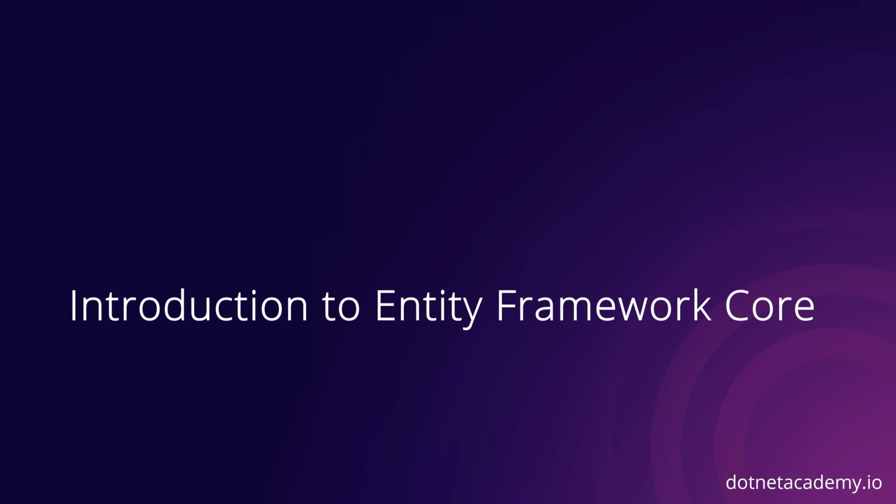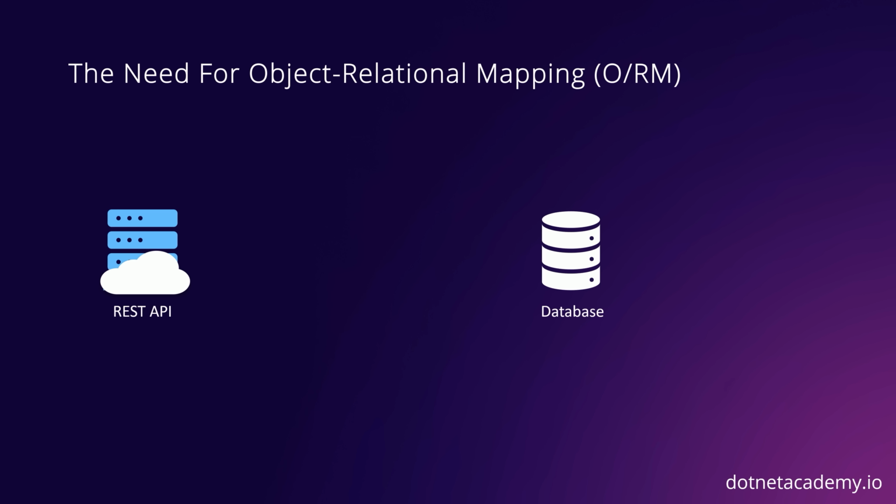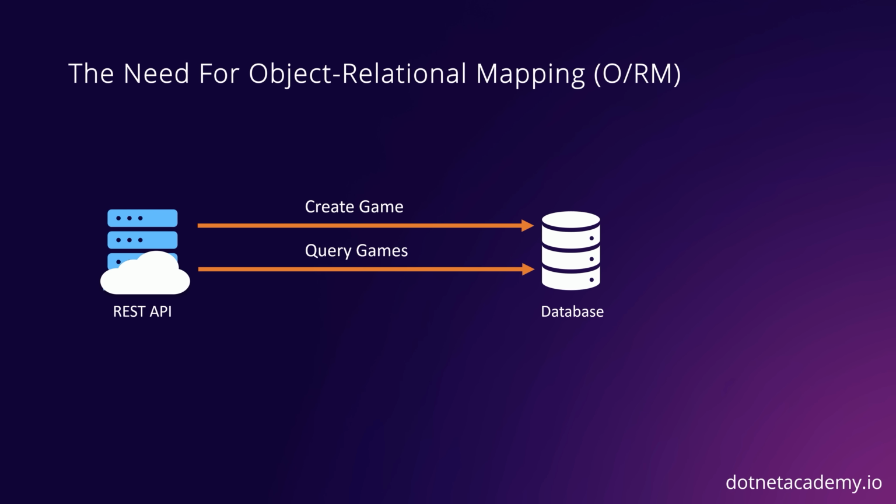In this section, you will learn about the object relational mapping technique and how Entity Framework Core can help you write code that interacts with your database without having to learn a new language. At this point, we want to add database support to our REST API so that all our data is persisted beyond the lifetime of the application. So whenever a request to create a game is received in our API, we want to create that game in the database. And when the client requests a list of games, we want to query that list also from the database. However, there is a problem.